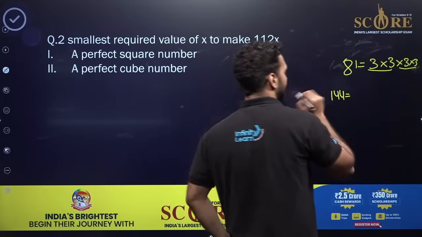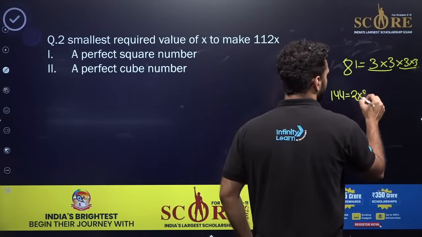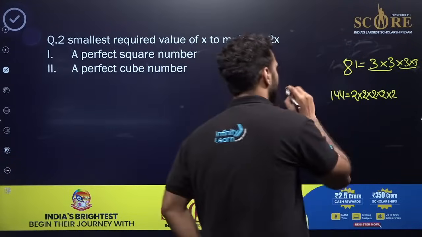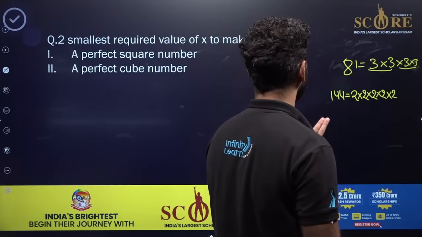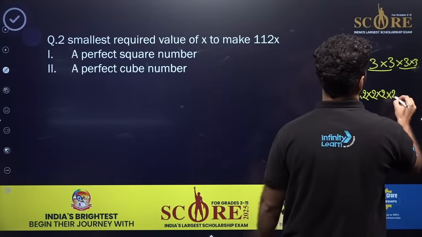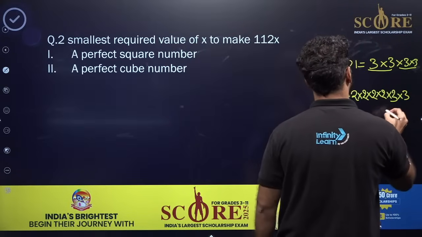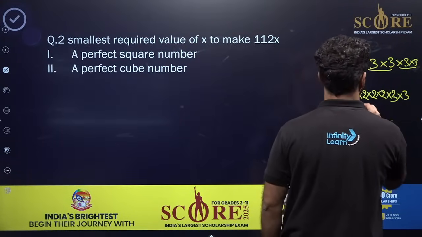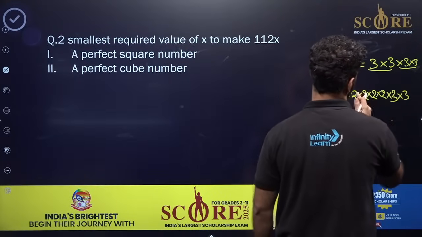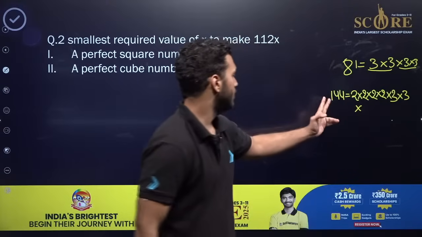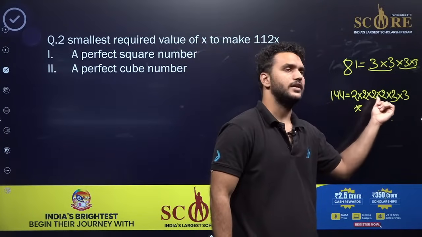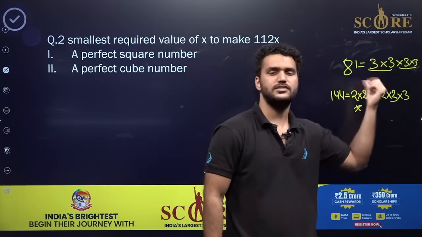144 can be written as 2 into 2 into 2 into 2 into 3 into 3. This 144 can be written in this form. If you multiply this, 2 2s are 4, 4 2s are 8, 8 2s are 16, 3 3s are 9, 16 into 9 is 144.